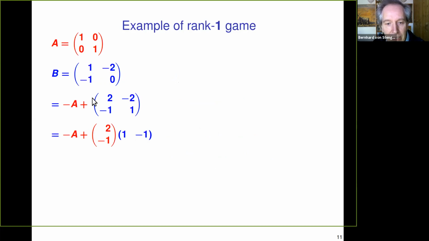So here is a game where A is the identity matrix, and B is this matrix. When you sum the two up, you get 2, -1, 1. So this is a rank 1 game. Yeah, because this is minus A plus this rank 1 matrix. Why? Because it's the vector 2, -1 times the vector 1, -1. These are multiples of each other, these rows and columns.